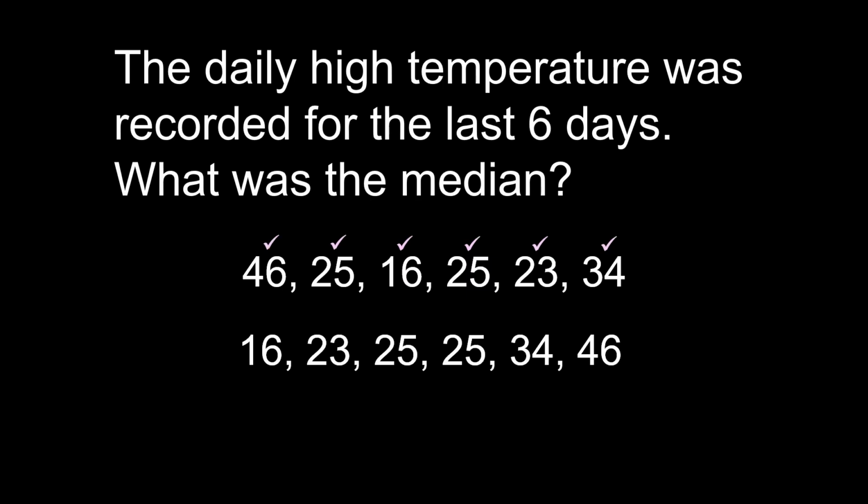And to find the median, I need the value that's in the middle. So I'm going to start on the left by marking out the 16 and the 46 on the right and work my way to the center. So then next is the 23 and 34, and I have two values in the middle. Both values are 25, so I don't need to take the average here since both of the values are the same. So my median is 25.